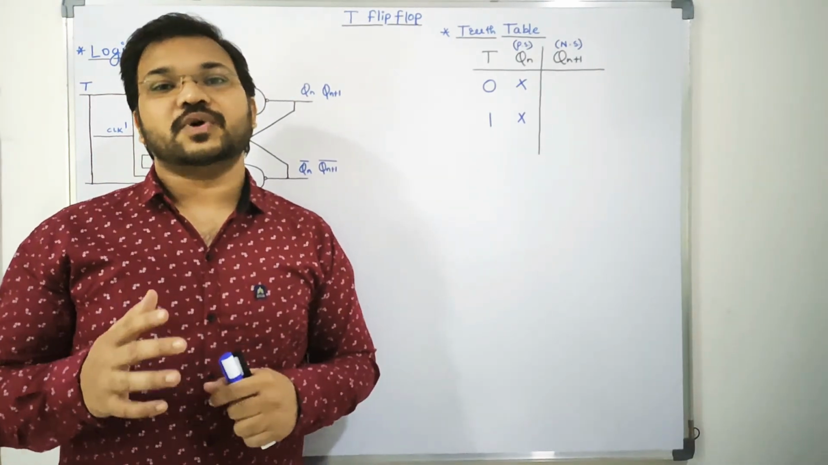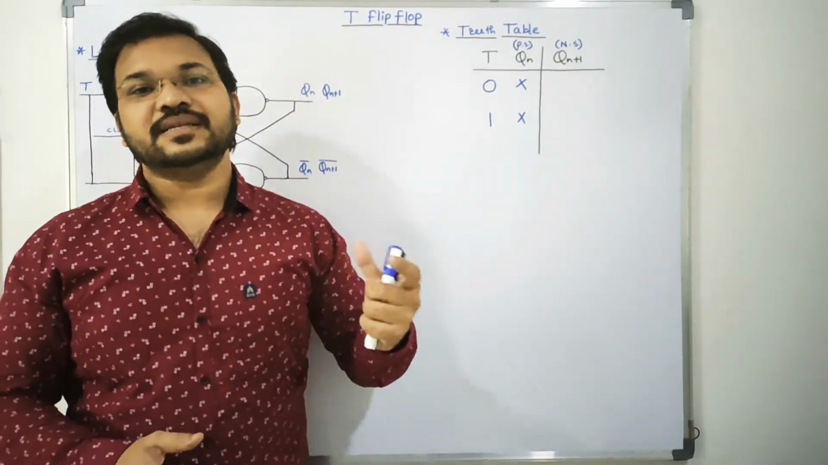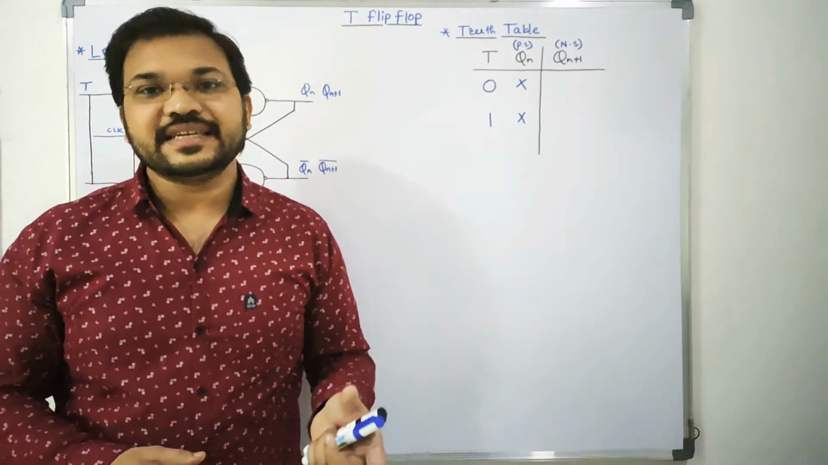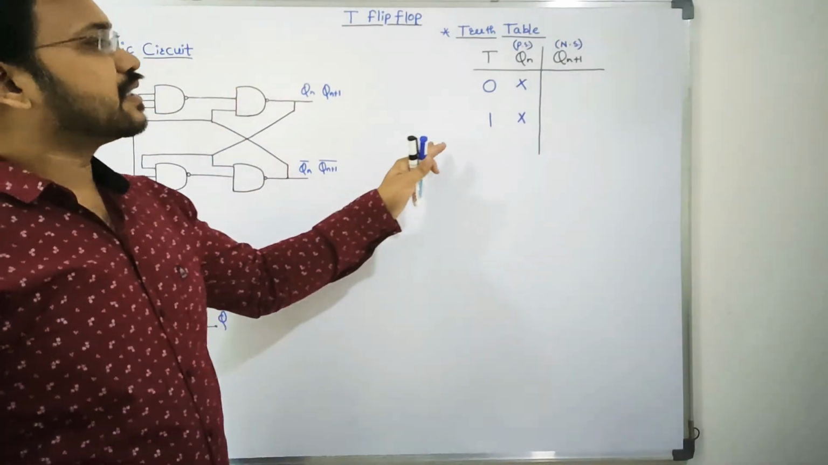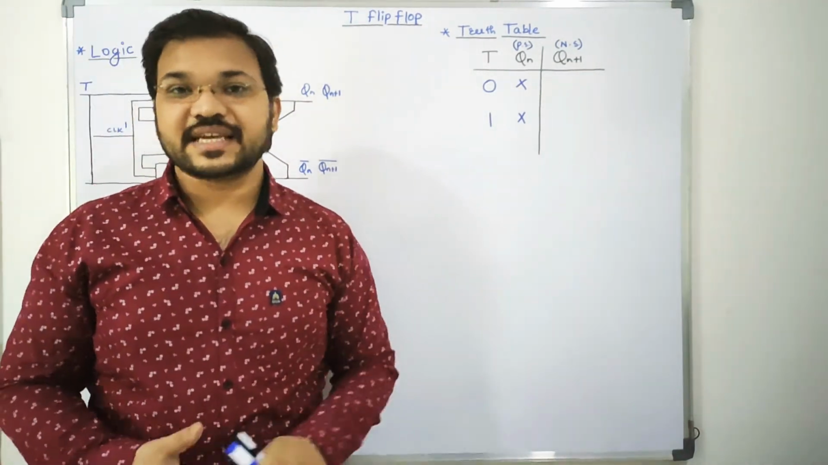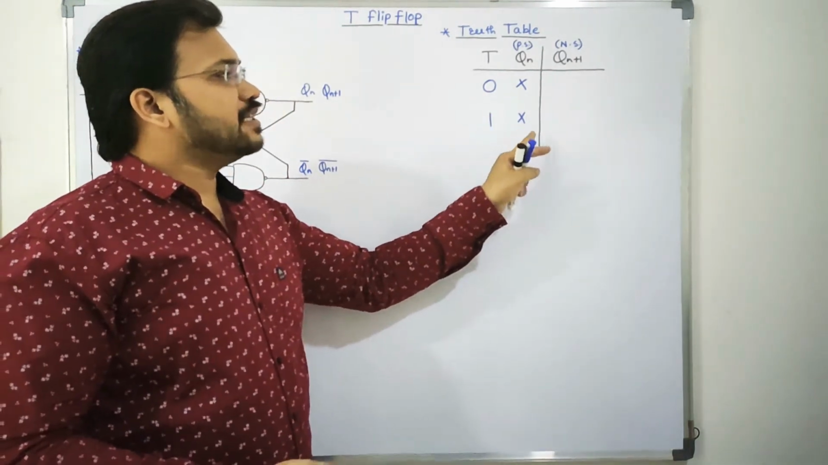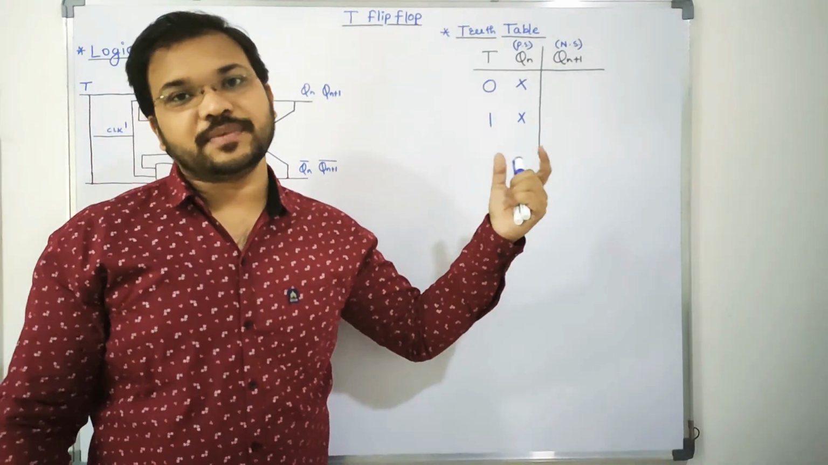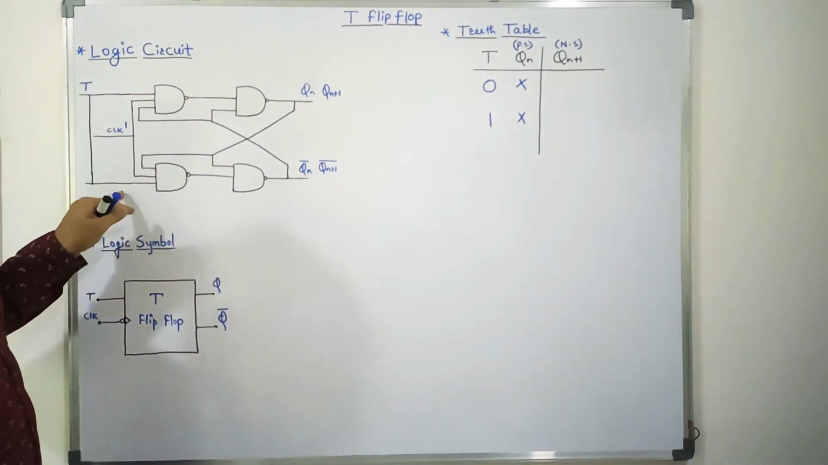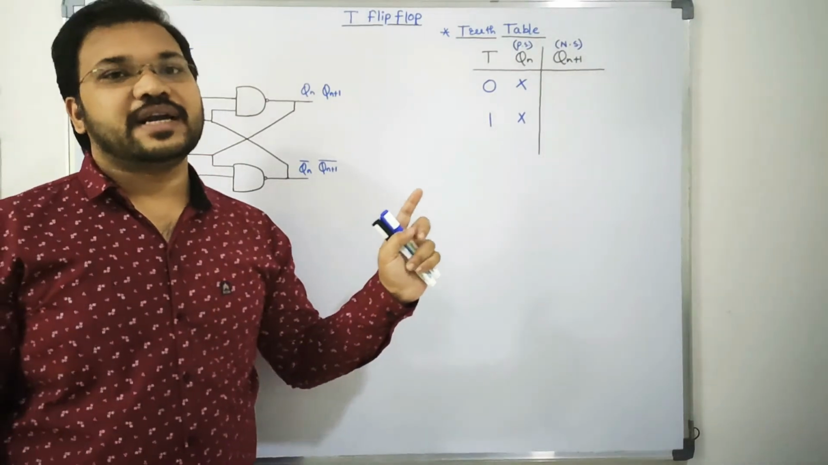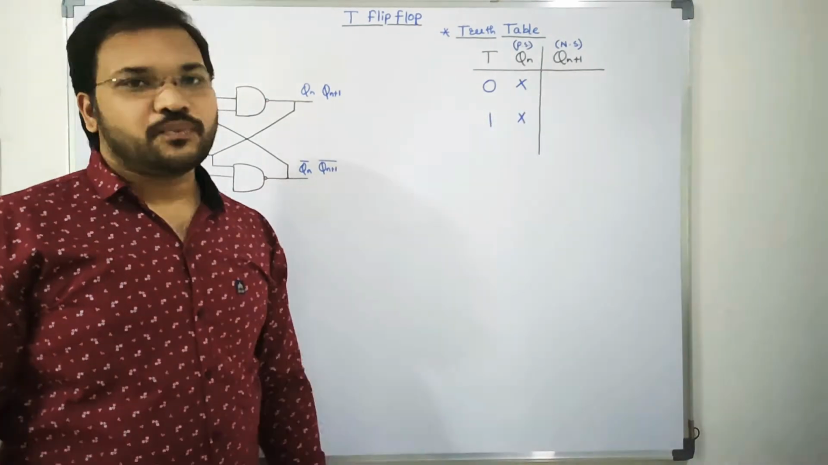Basically 1-1 gives Qn bar, the toggle condition, but there is again another condition called the racing condition, or race around condition. To overcome this, we have discussed the master slave JK flip-flop also. But the T flip-flop is basically related to the JK flip-flop, a modification of it, where we connect the J and K inputs and get a single input called the T input. So here we discussed Qn plus 1.